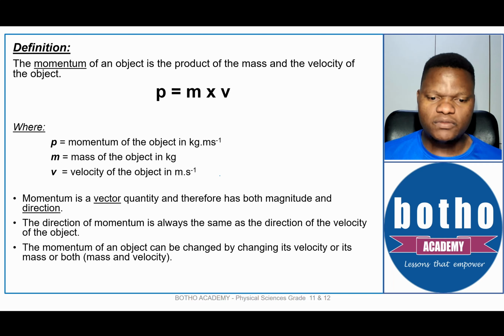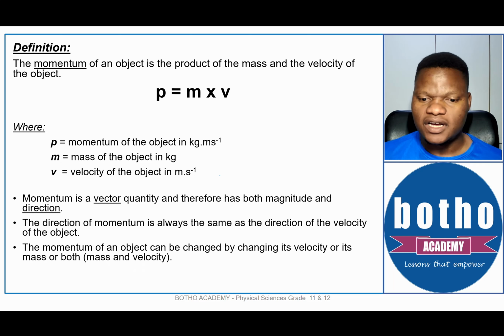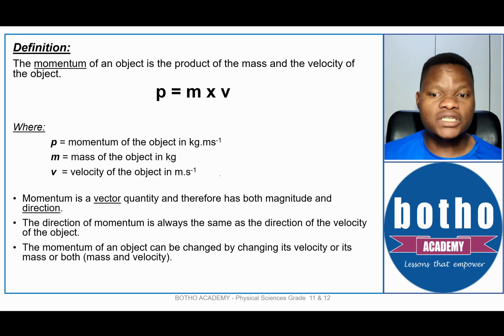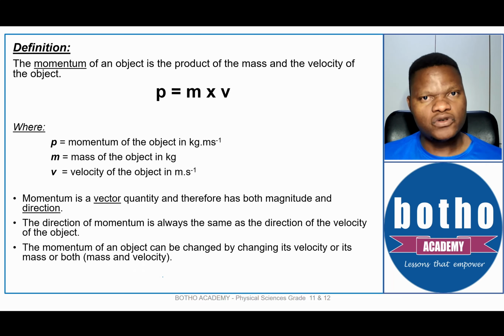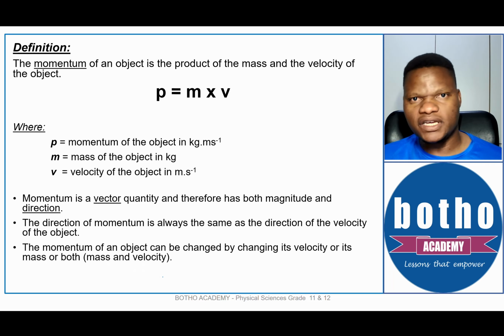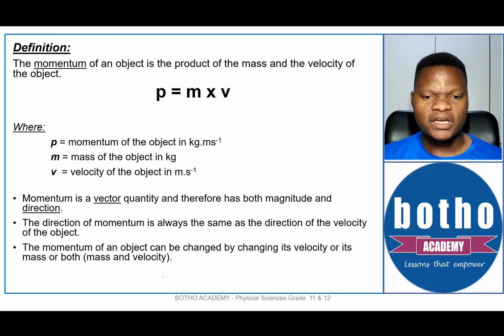The momentum of an object can be changed by changing its velocity or its mass, or both. Most of the time in our curriculum, you'll find a situation where the mass remains the same, but the velocity changes. It means you'll have 2 velocities, one being the initial velocity and the other the final velocity. From what we've learned here, we should be able to do one worked example. Let us get straight into it.